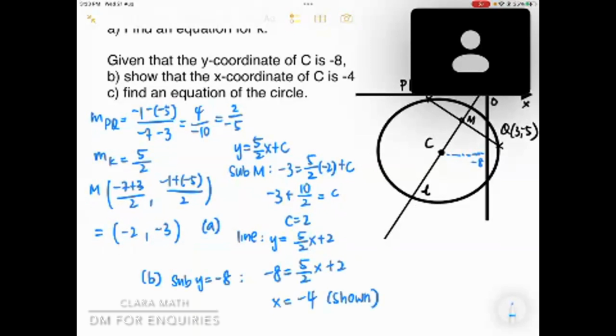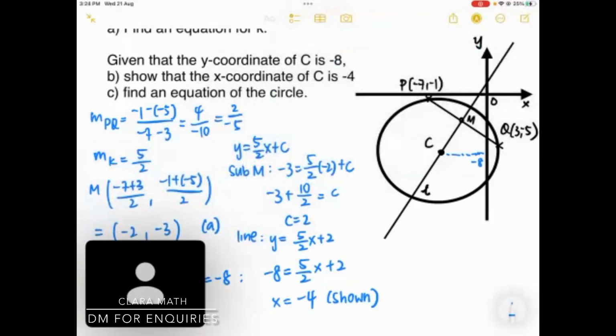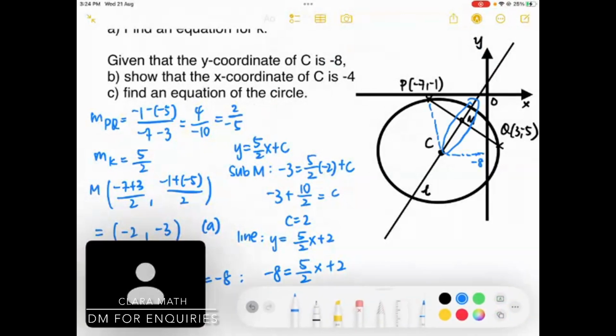Now find the equation of the circle. So the circle center is this -4 and -8. Now all I need is the radius. Radius. How am I gonna find that? Okay, we can find from the center, go to example P. That will be the radius. Because I cannot find this one. So I go to 1 point on the circumference. So let's do that.